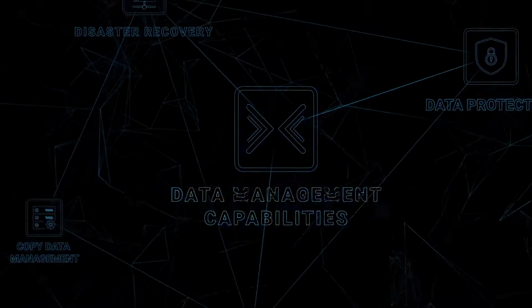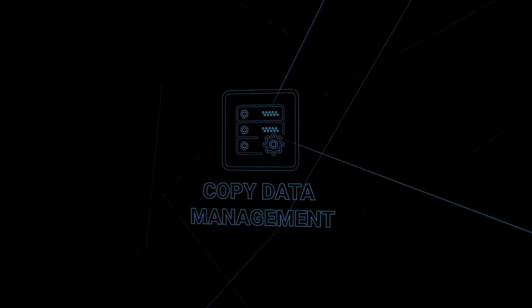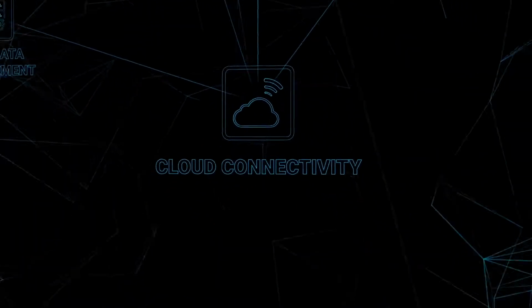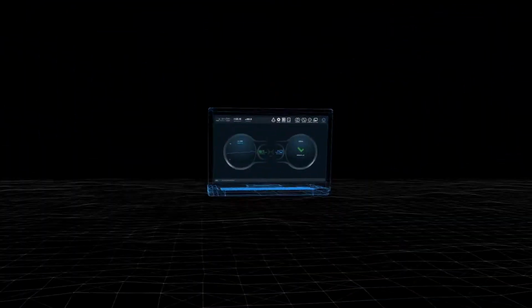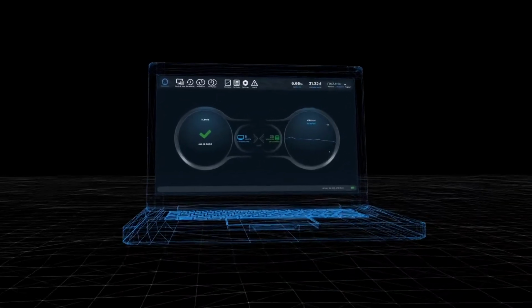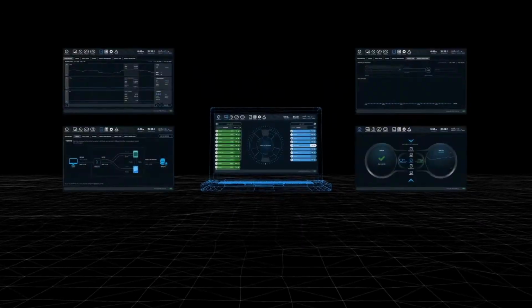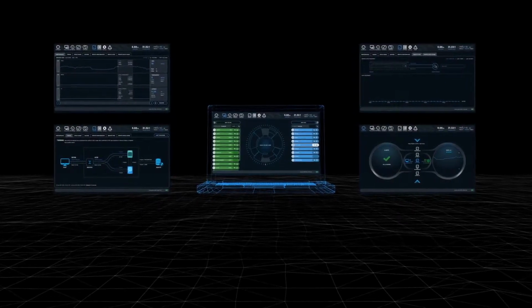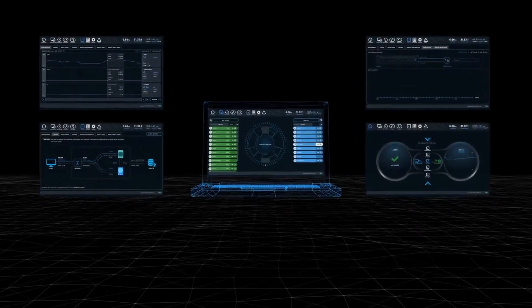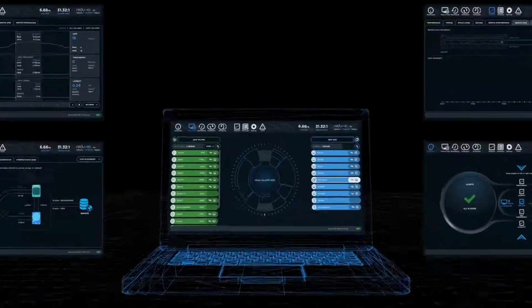Data management capabilities that were, until now, isolated, such as data protection, disaster recovery, CDM, and cloud connectivity within primary or secondary storage, are unified into a single data management platform. Best of all is its human-centric intuitive interface that replaces the boring CLI and converges the management of all these capabilities under a single pane of glass to simplify your life even further.